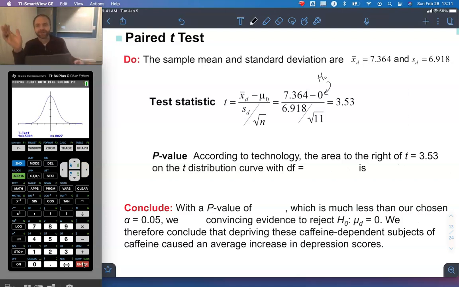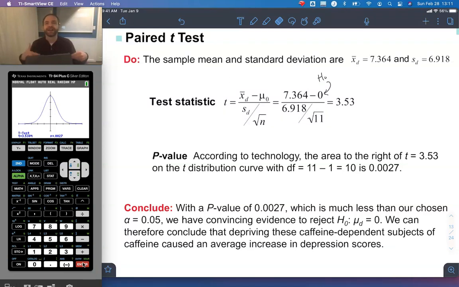Awesome. So here's what we have. We have the picture, and notice you can't really see the shaded region there. Our degrees of freedom is 10. We get a 0.0027. That 0.0027 is way less than our alpha level 0.05. So we can reject the null that mu sub d equals 0. Therefore, we can conclude that there is enough evidence for the alternative: that depriving these caffeine-dependent subjects of caffeine did cause an average increase in their depression scores. That is the context of your conclusion.